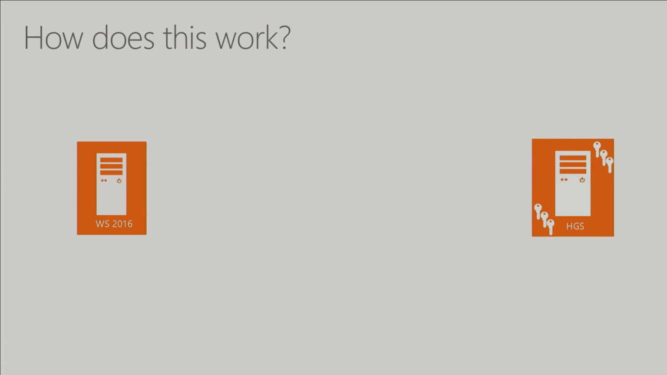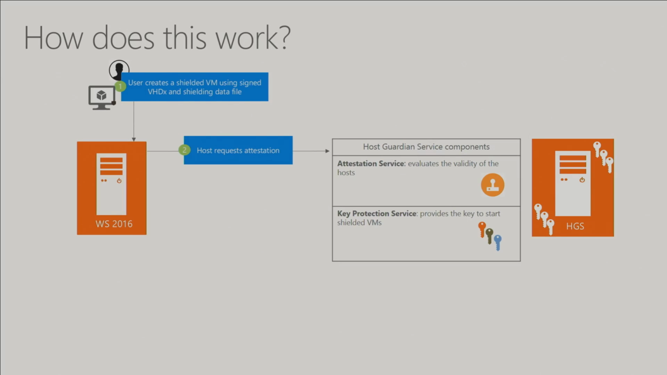So how does it actually work? Let's say you request the shielded VM to be created. And now the host wants to start the shielded VM. Now, any host cannot start a shielded VM. It needs to be a designated host. And for that, there is a role in Windows Server 2016 called Host Guardian Service. This is a new role, and it has two functions. One is attestation. Another is key protection.